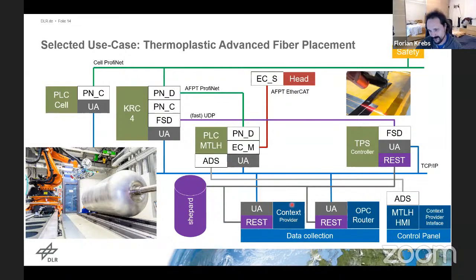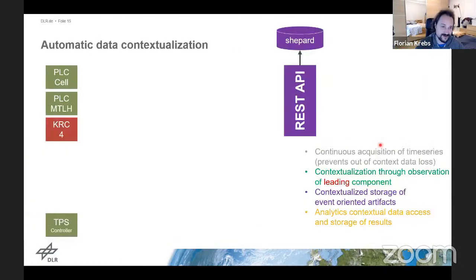But at the same time, we have this context provider. This context provider actually watches the whole cell and decides when a new track has started and when a new layer has started. And of course, it also gives this information, for example, to the camera controller to be able to add this data. To clarify that, I have a different slide here showing all this.